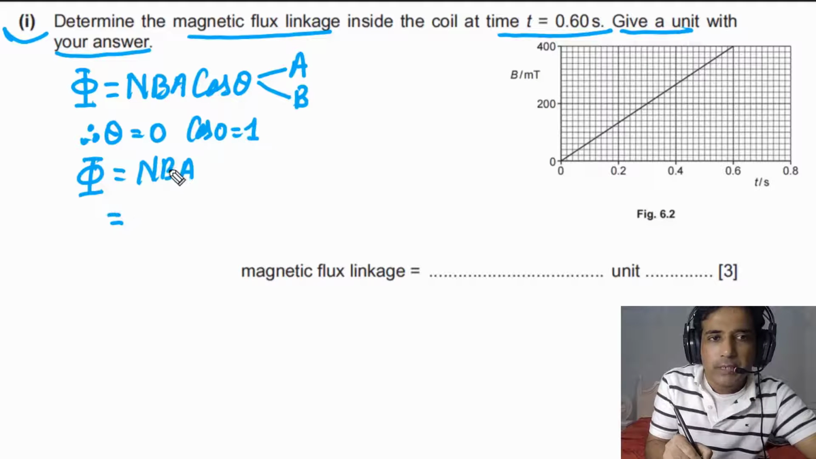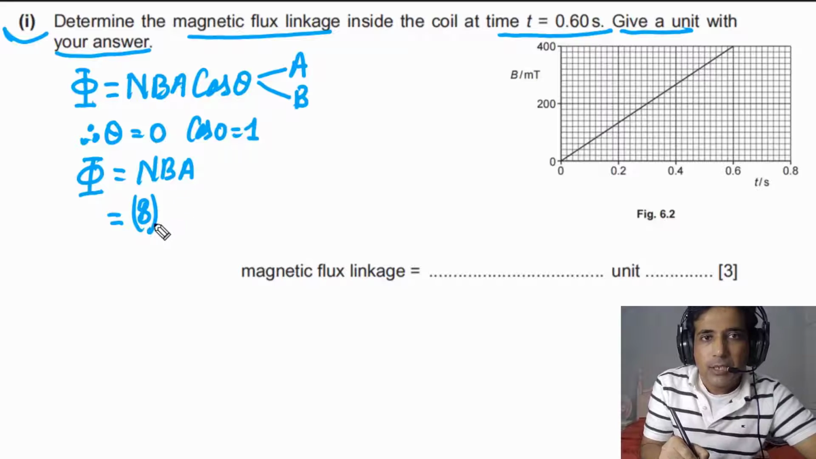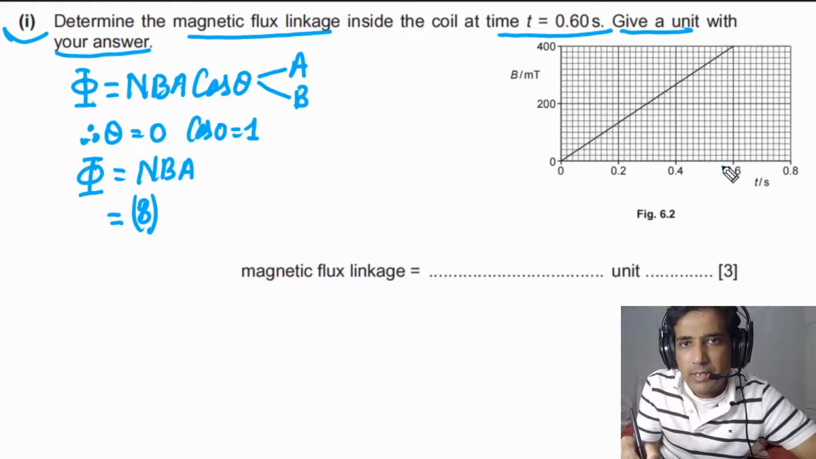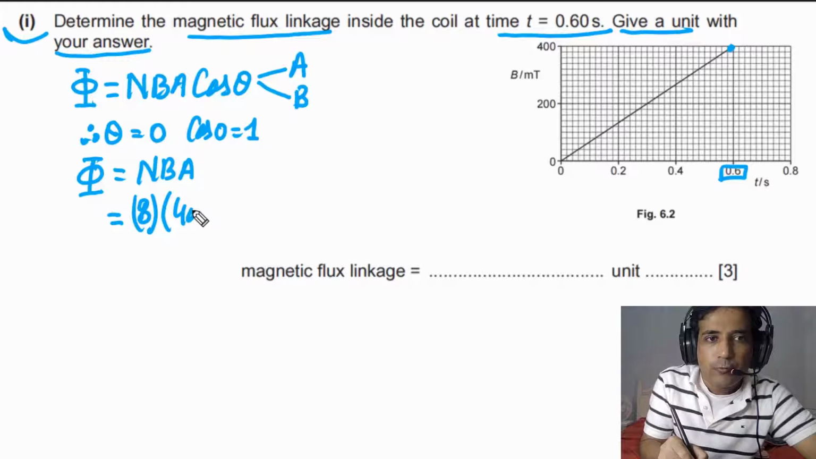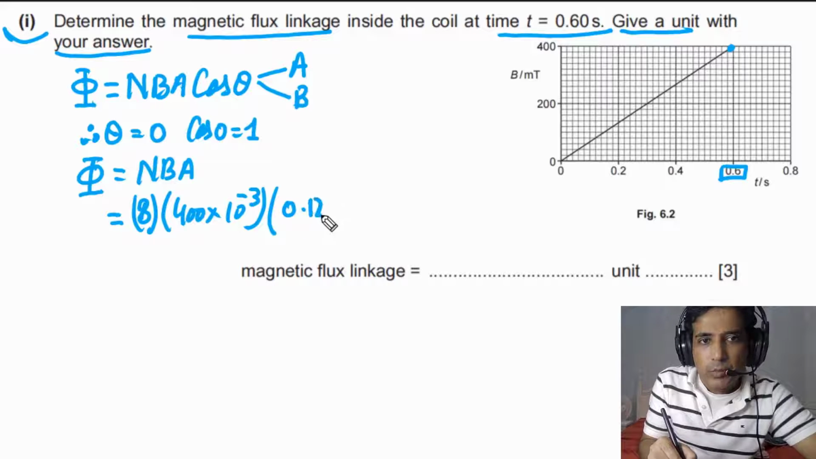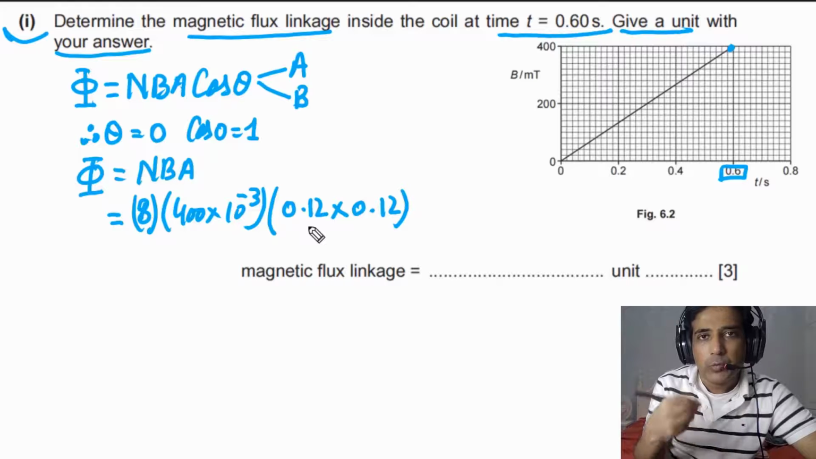Now simply we need to plug in values here. N is the number of turns. In the question it is given that there are 8 turns. So this is 8. Magnetic flux density we have to calculate at time 0.6, so we can read from the graph. Magnetic flux density is equal to 400 millitesla, so we have to multiply by 10 to the negative 3. A is the area of the coil. The side length of the coil is given as 12 centimeters, so we can say 0.12. We have to calculate the area of the square, so we have to multiply by 0.12 again.